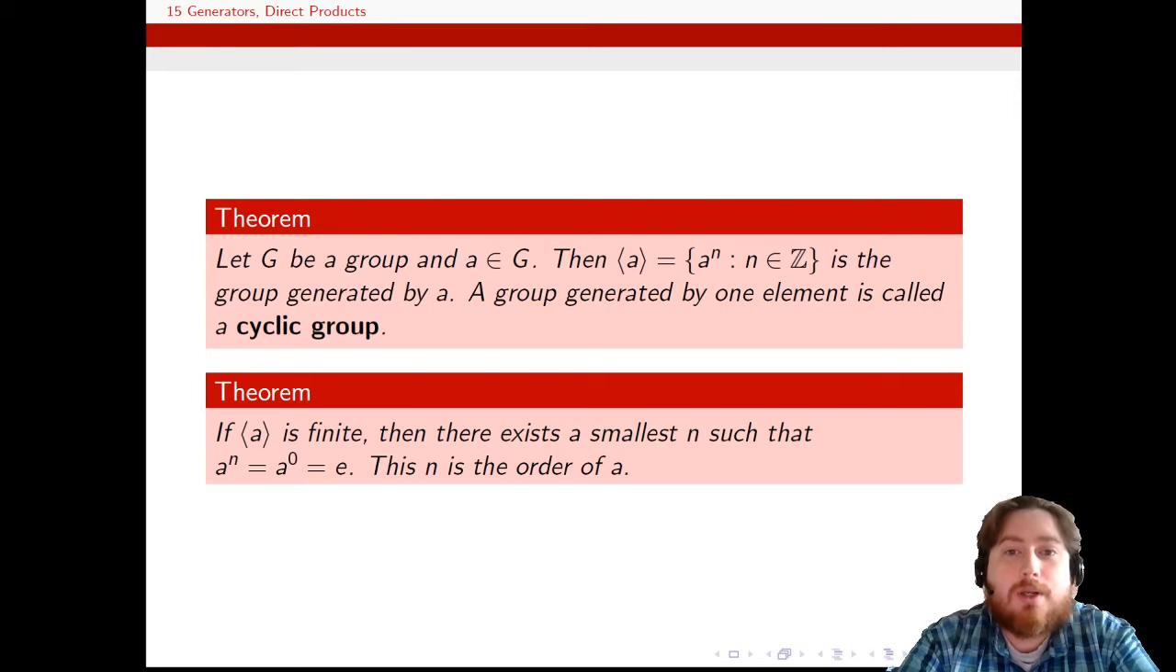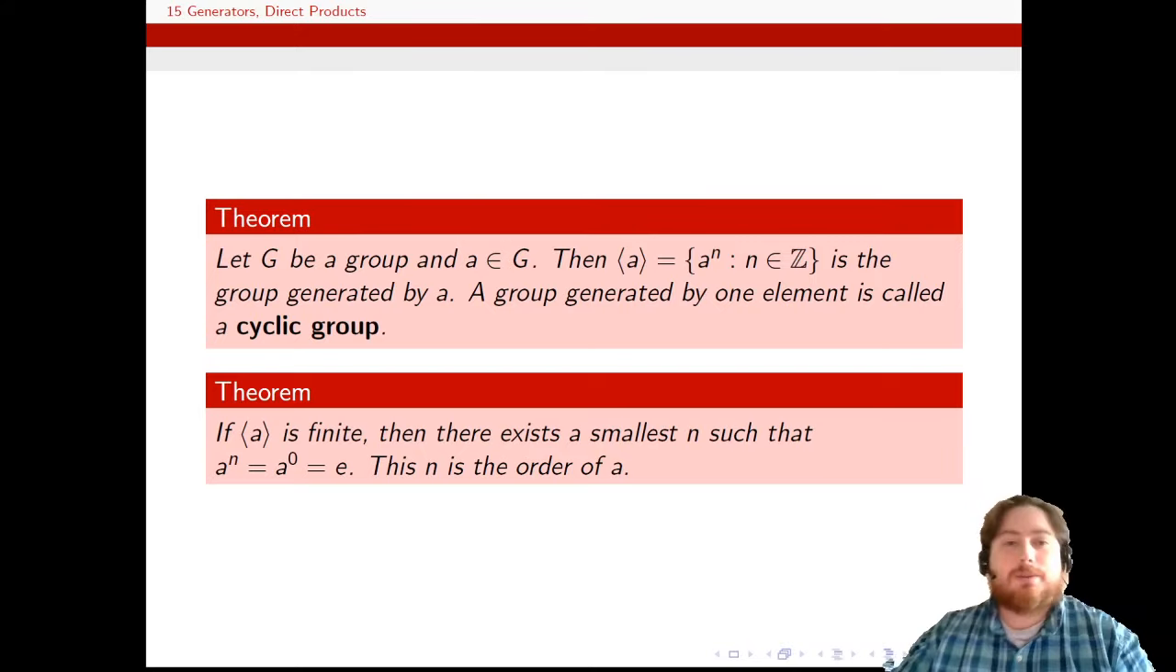So a group generated by a single element we're going to be calling a cyclic group. And what I want to point out here is that a to the n can be infinite. Otherwise, if it's finite, there will be a smallest n such that a to the n is equal to a to the 0, or the identity in the group G that we started in, and we're going to call that n the order of a.